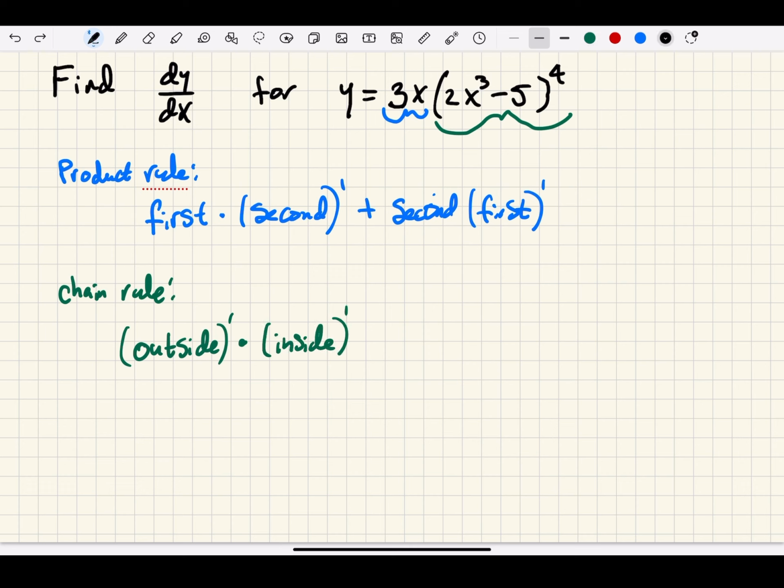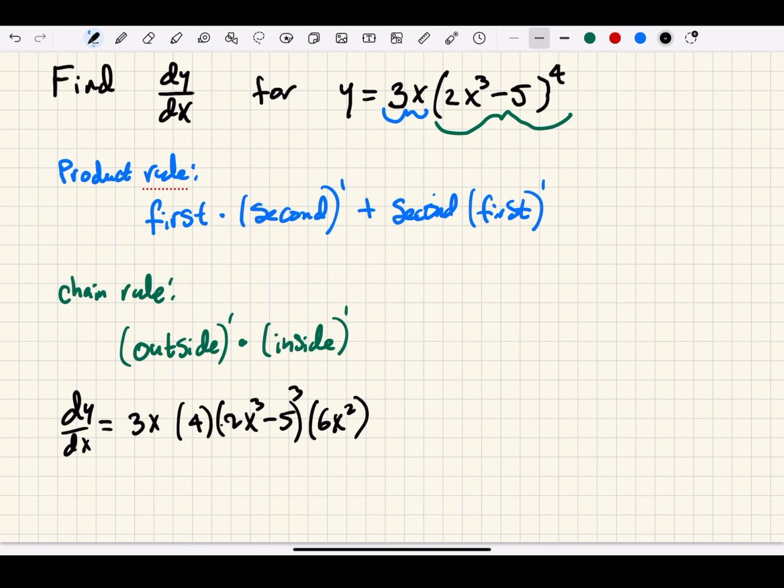So, using the product rule, we would have dy/dx equal to the first, 3x, times the derivative of the second. Here we will use the chain rule. We will have 4 times, leave the inside alone, (2x cubed minus 5) cubed. Now multiply this by the derivative of the inside function. The derivative of 2x cubed minus 5 would be 6x squared.